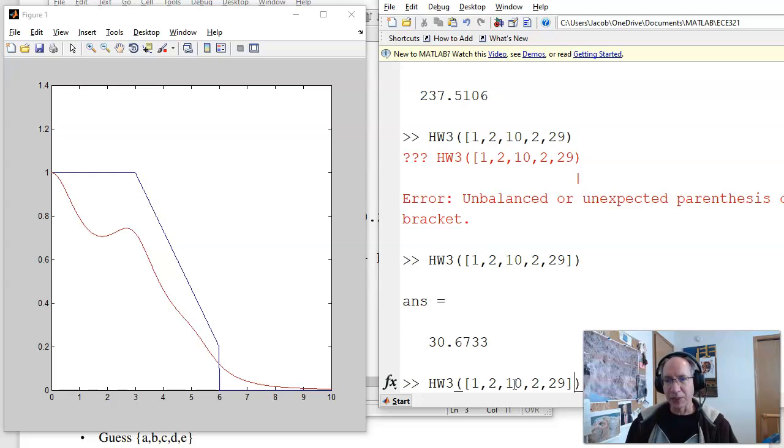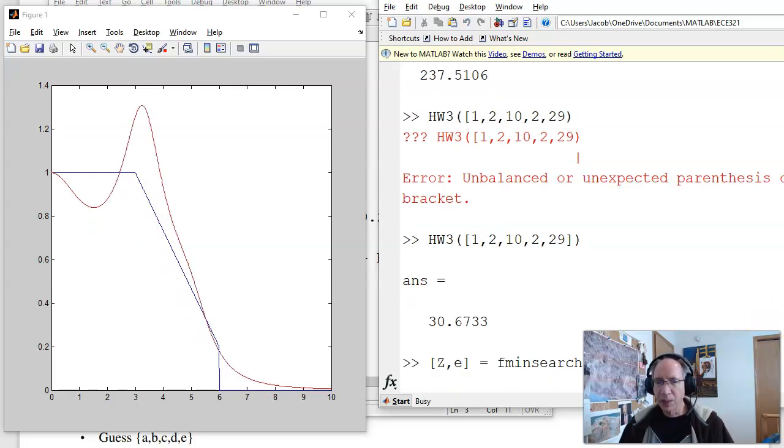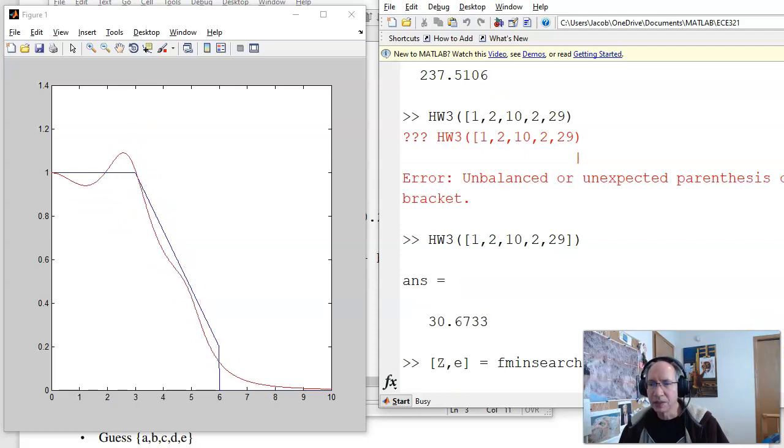Can I do better? Well, I can guess again, or let MATLAB guess for me. Let's get this out of the way. I want to minimize the function called homework3. My initial guess is 1, 2, 10, 29. And MATLAB is going to sit there and play with those numbers, try to reduce the sum square difference, and it plots the results as it goes. Plotting really slows it down, but it's kind of fun to watch.